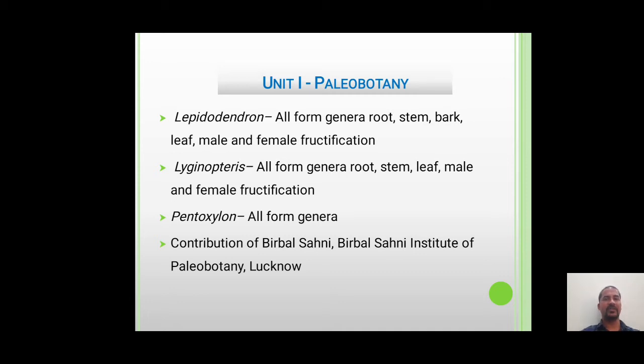Then the second topic is based on Lyginopteris. Here also we are going to see all the form genera including root, stem, leaf, male and female fructifications. Then the third fossil is Pentoxylon. Here also we are going to see all the form genera. And the fourth topic in this unit is the Paleobotanical Institute and the contributions of Birbal Sahni and the Birbal Sahni Institute of Palaeosciences, Lucknow.